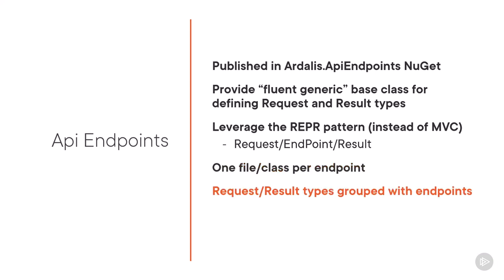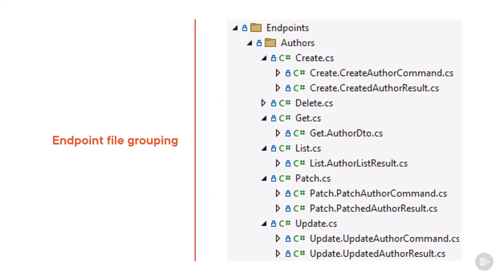For organizational purposes, typically the endpoint's specific request and result types are grouped with it in Visual Studio through the use of a naming convention. As you can see here, each endpoint's request and result types are typically grouped with it. This is achieved by prefixing the related type's file names with the name of the endpoint with which they belong. This organizational structure makes it much easier to locate the appropriate DTOs when working on an individual endpoint.